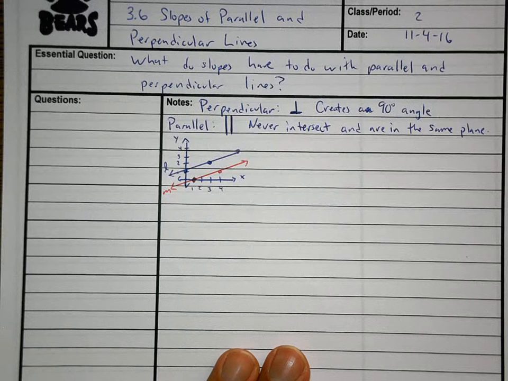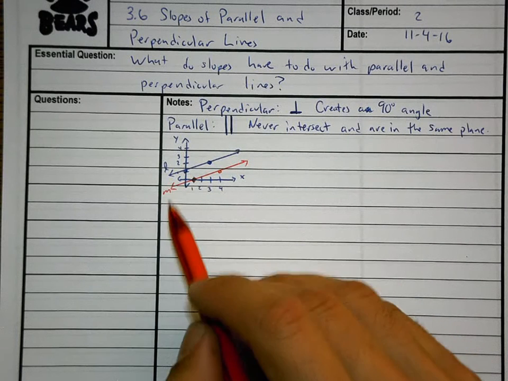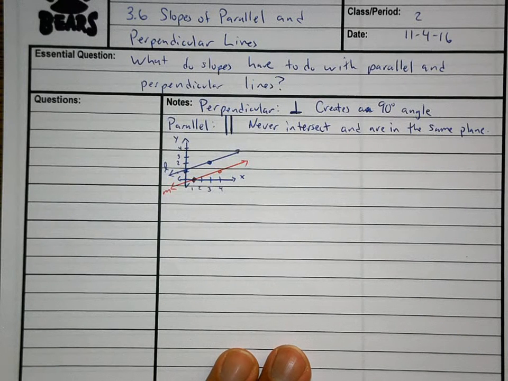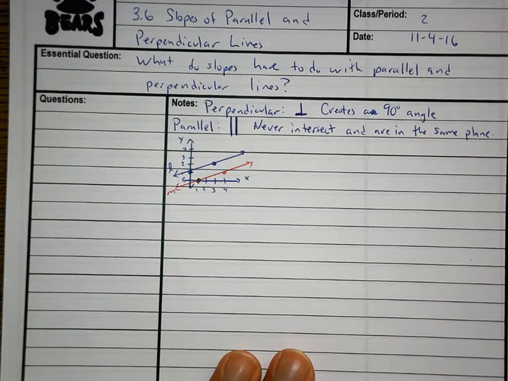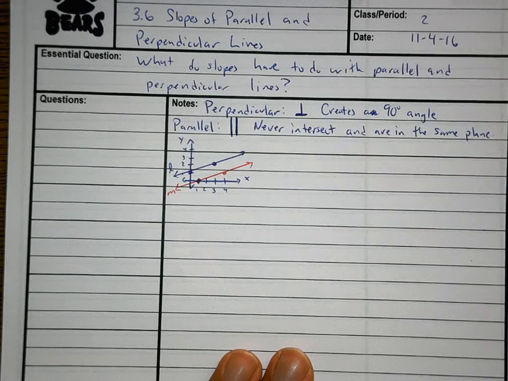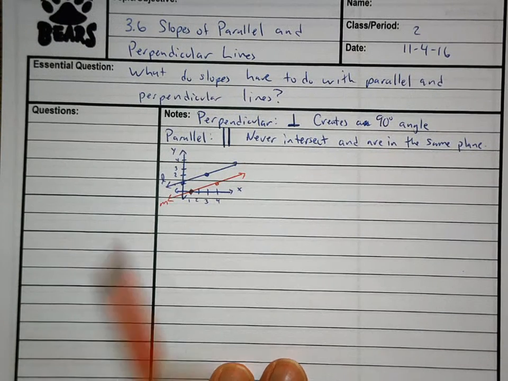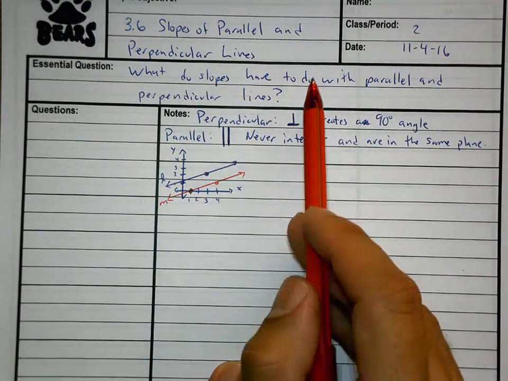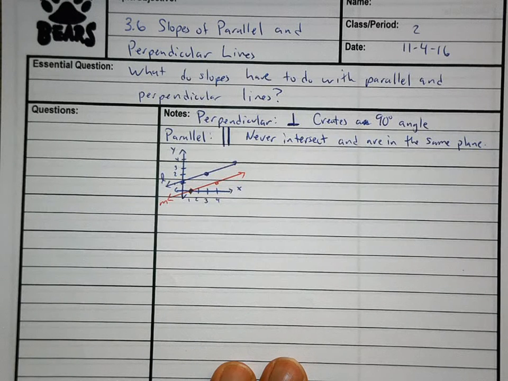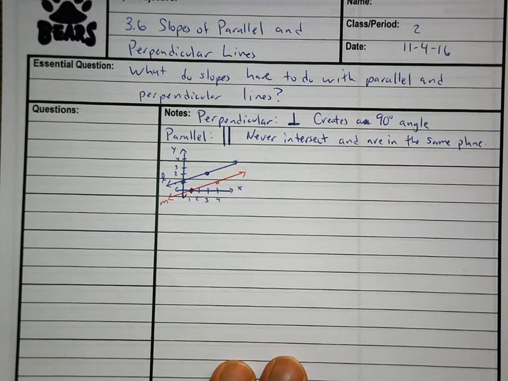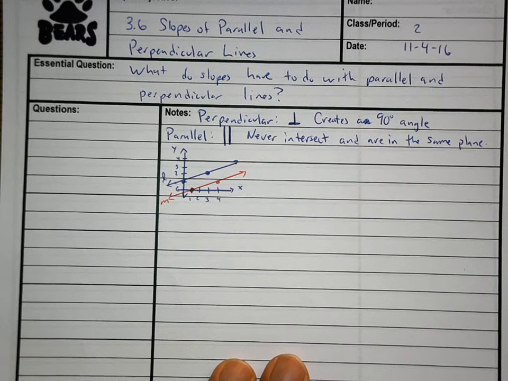If you look at these 2 lines, the blue line and the red line, line L and line M, are these parallel or perpendicular? They are parallel. Now there's something special about these 2 things, and I'm hoping it will help you to answer this essential question. What do slopes have to do with parallel lines? What do you notice? Both of the lines have the same slope.